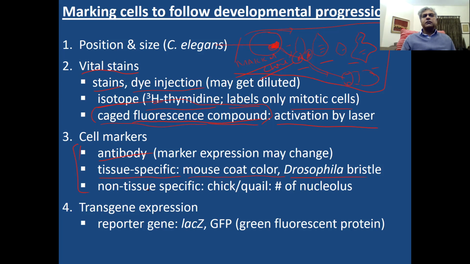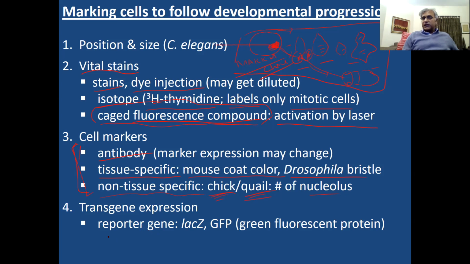Now, there are non-tissue specific markers as well. There is a very famous experiment, we will learn about this, where they can take chick neural crest cells and transplant them into quail or vice versa. And they want to see whether in the quail, the chick neural cells contribute to quail neural tube formation or not. Then of course nucleolus, etc. So there are many cell-based markers.